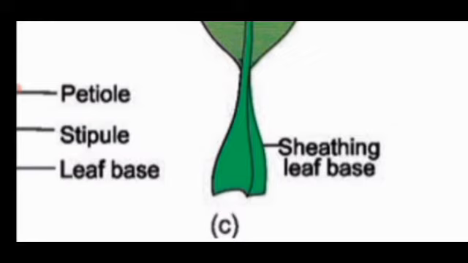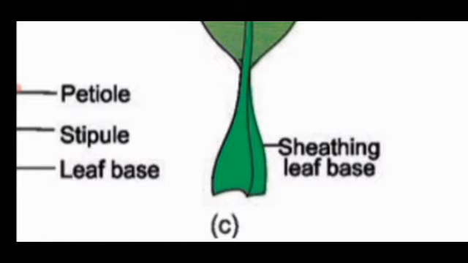Such leaf bases also leave a permanent scar. Sometimes with these leaf bases, there is a marking present on the stem when the leaves fall. Example, in coconut, a scar is seen on the stem where the leaf was present.